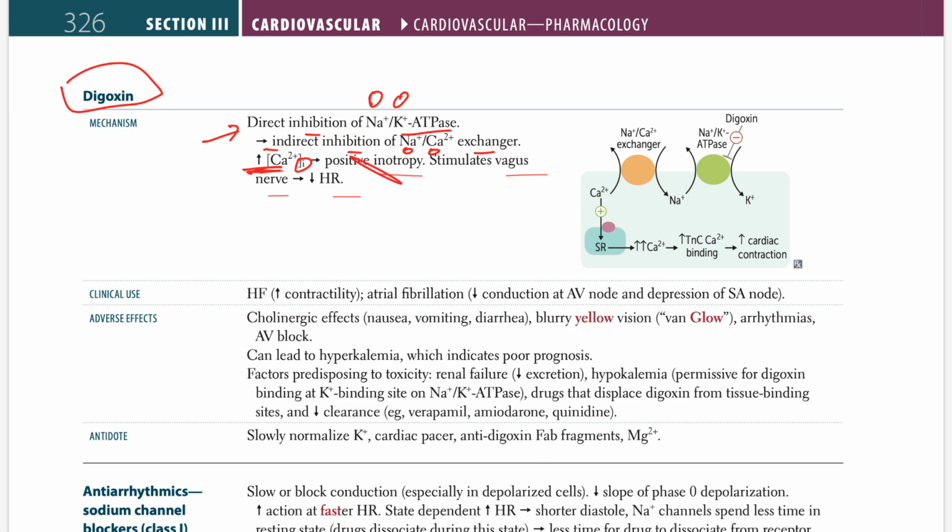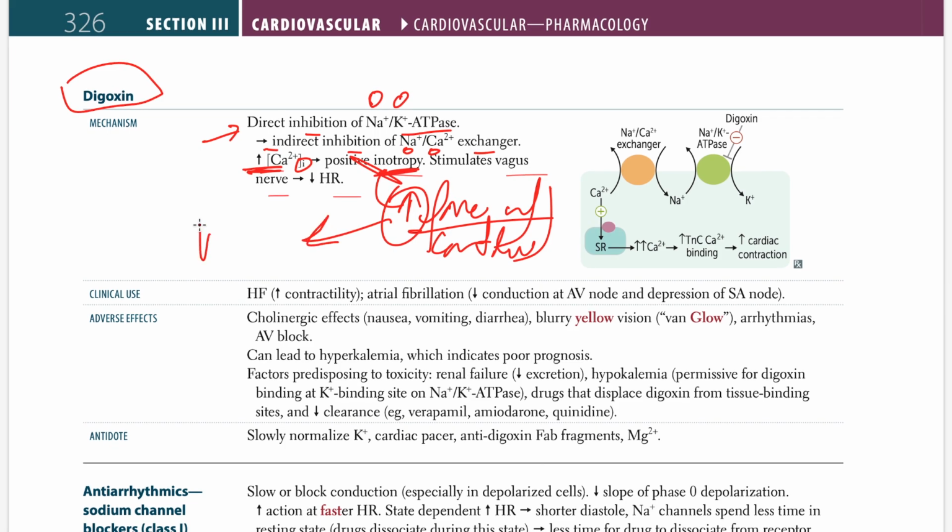What does positive inotropy mean? Positive inotropy basically means that you have an increase in force of contraction. Inotropy, force of contraction, is increased. And when you increase the force of contraction, guess what? You're going to increase cardiac output, right? Increase in cardiac output.